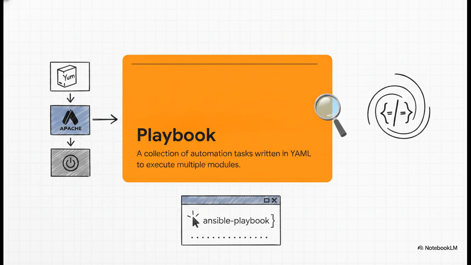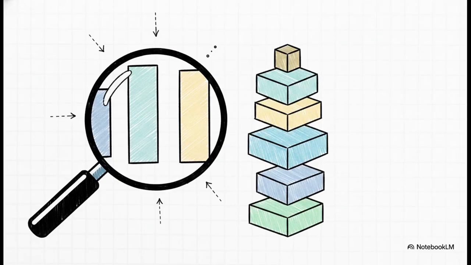It sequentially runs those app-like modules we just talked about. So you might have a playbook that first uses the yum module to install Apache, and then uses the service module to start it up. It executes these tasks in perfect order, reading them from a beautifully structured YAML file, all kicked off by running the ansible-playbook command. And what exactly is YAML?